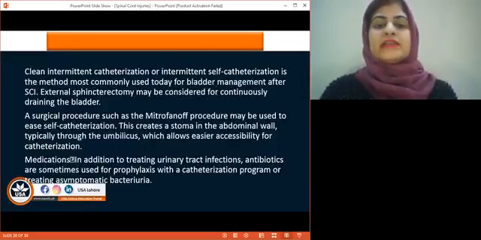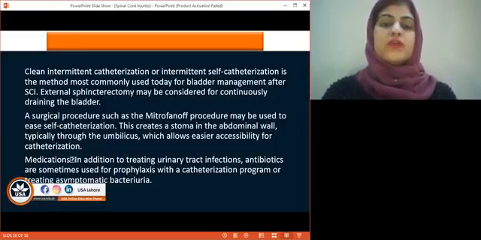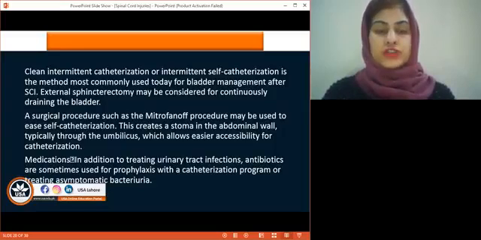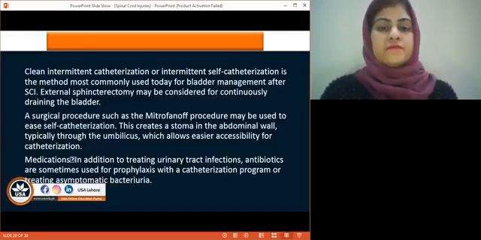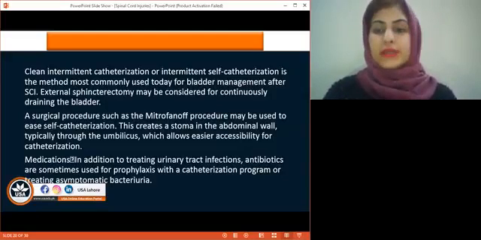Other than that, clean intermittent catheterization or intermittent self-catheterization is the method most commonly used today for bladder management after spinal cord injury. External sphincterotomy may be considered for continuously draining the bladder. A surgical procedure such as the Mitrofanoff procedure may be used to ease self-catheterization. Basically, this procedure creates a stoma in the abdominal wall, typically through the umbilicus, which allows easier accessibility for catheterization.